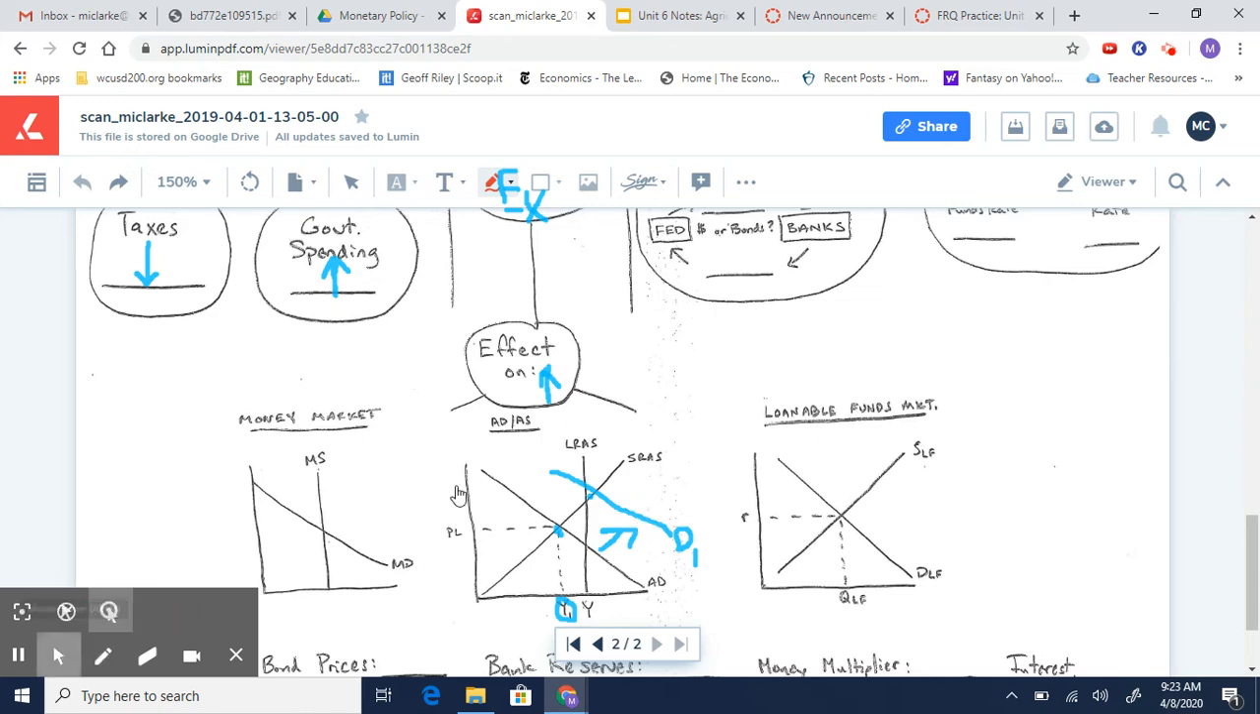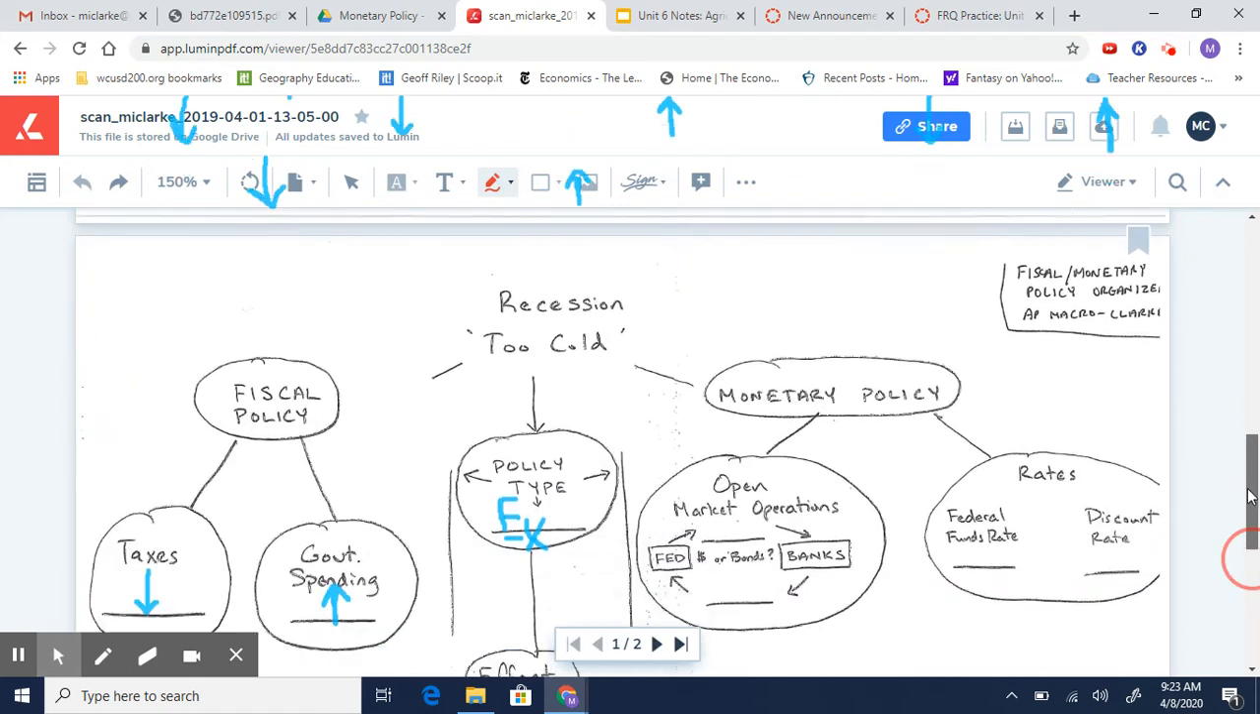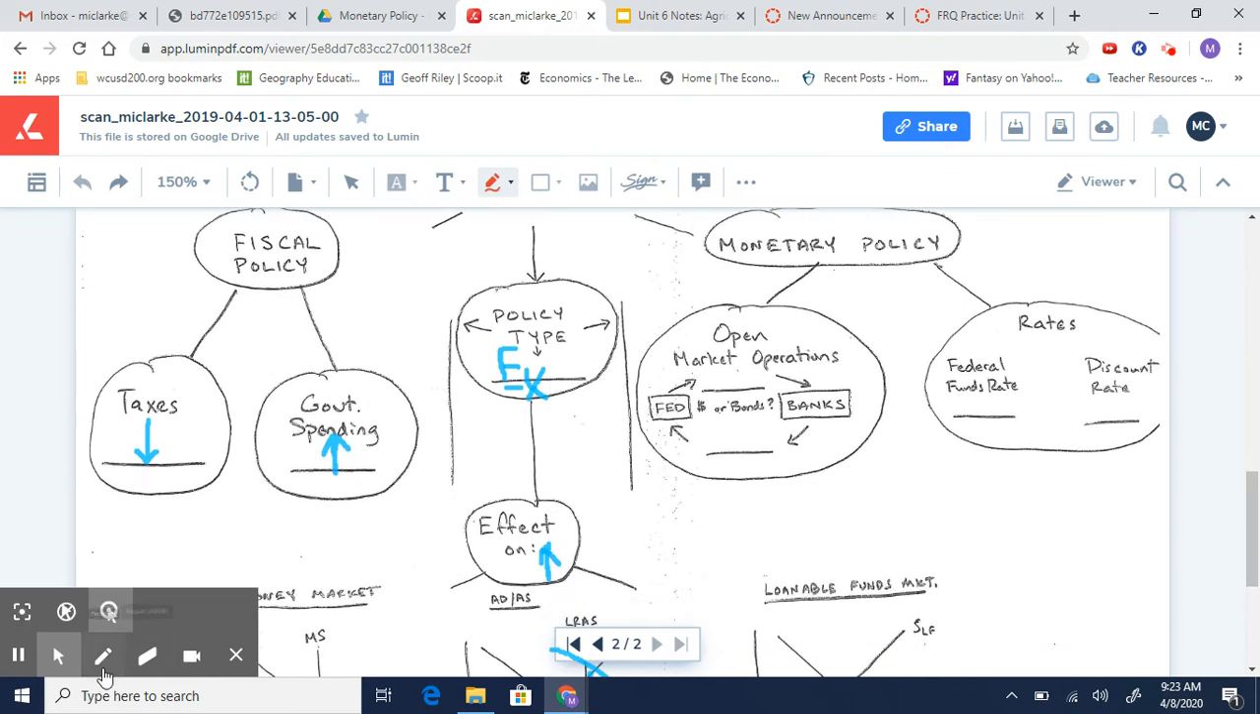All right? So now we dealt with fiscal policy. What's the Fed going to do in this situation? All right, so what the Fed is going to do, I'm just going to put a B here. They're going to buy bonds from banks. Okay?